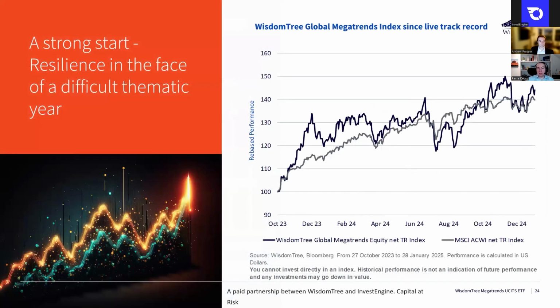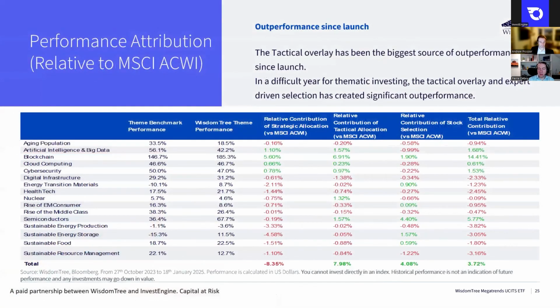So next slide, that's the performance of the strategy since we launched it in October 2023. You can see that over the last 15, 16 months, we've outperformed the MSCI All Country World. And you can see visually that the volatility is a little bit higher than the market, but the growth potential is there. And so the idea is very much to extract this growth potential. What's really interesting in the next slide, and I know there's a lot of numbers, but you can just focus on the last line, which is called total.